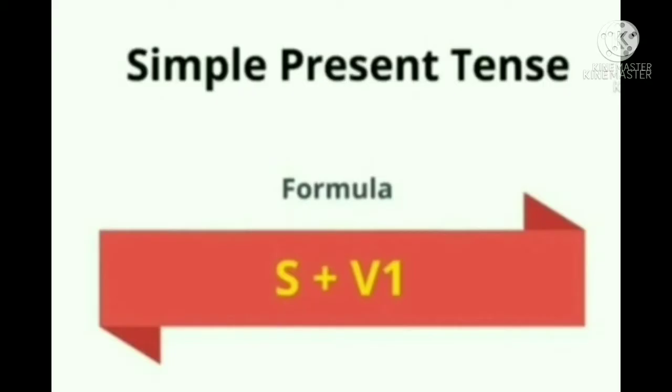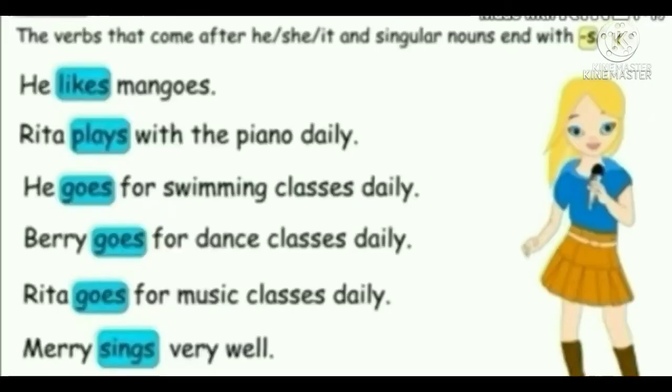For example, I drink milk every morning. You swim faster than me. For both of these examples, the verb comes after I and you, that is, drink and swim. They do not have S even though they are singular. So, the formula for simple present tense is subject plus V1.